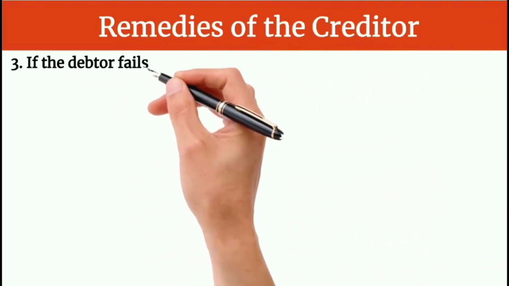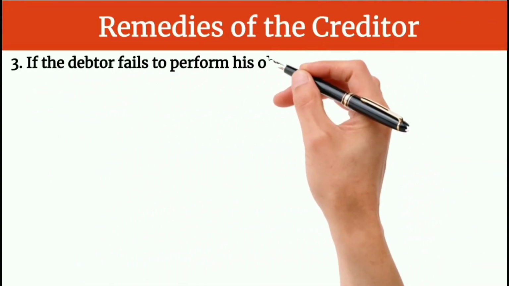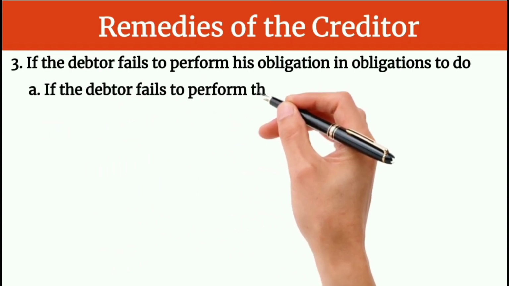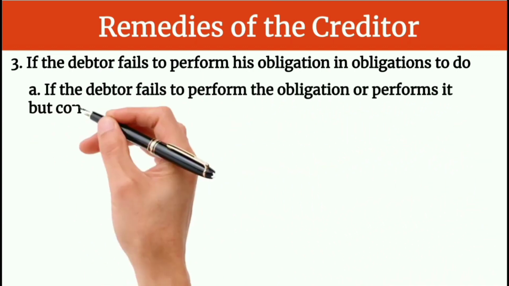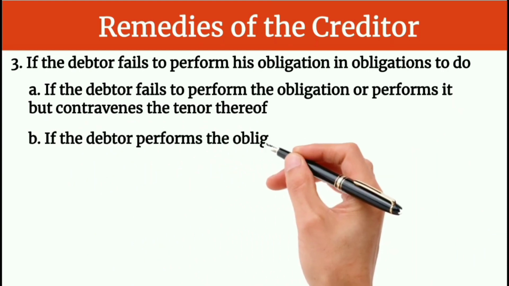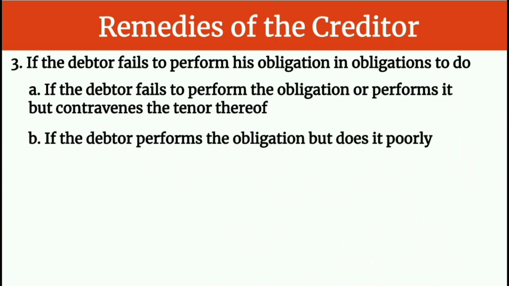Next, if the debtor fails to perform his obligation in obligations to do. Under this, we have two. If the debtor fails to perform the obligation or performs it but contravenes the tenor thereof, and if the debtor performs the obligation but does it poorly.